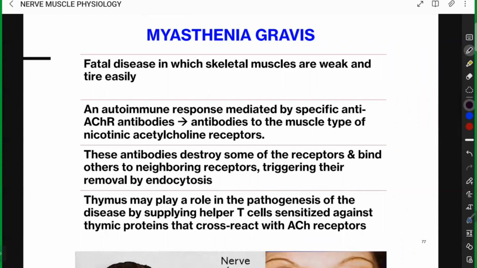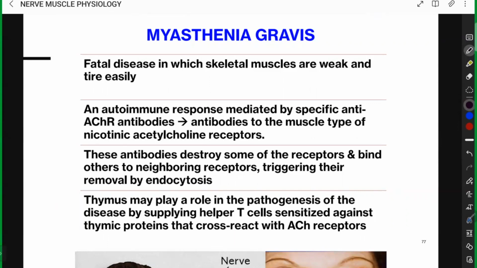It is an autoimmune disease mediated by a specific antibody against the acetylcholine receptors. So what happens is it binds to the nicotinic acetylcholine receptors. Whenever they bind with the acetylcholine receptors present in the postsynaptic area, that is going to cause destruction. So the muscles won't be able to contract. At that time, there is going to be weakness of muscle.